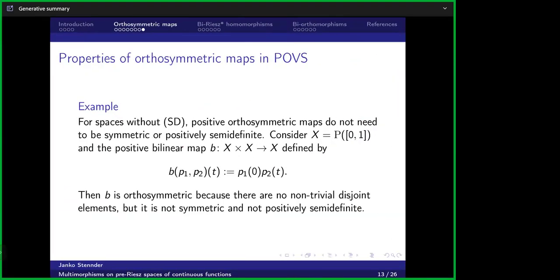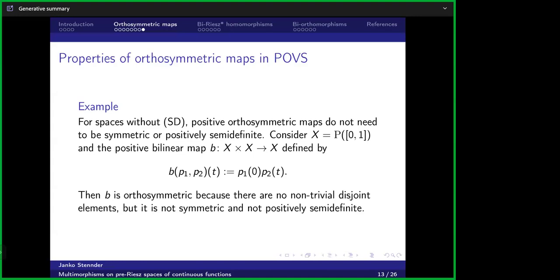Then take again the space of polynomials, which has not SD, and we now consider some positive bilinear map defined like this. So we put in two polynomials, and what we get is evaluating the first polynomial in 0 and the second one in P. And this is of course also symmetric, because on polynomials everything is also symmetric. But yeah, I can check easily that it's not symmetric. So for SD everything works out fine, and without SD everything is ruined.